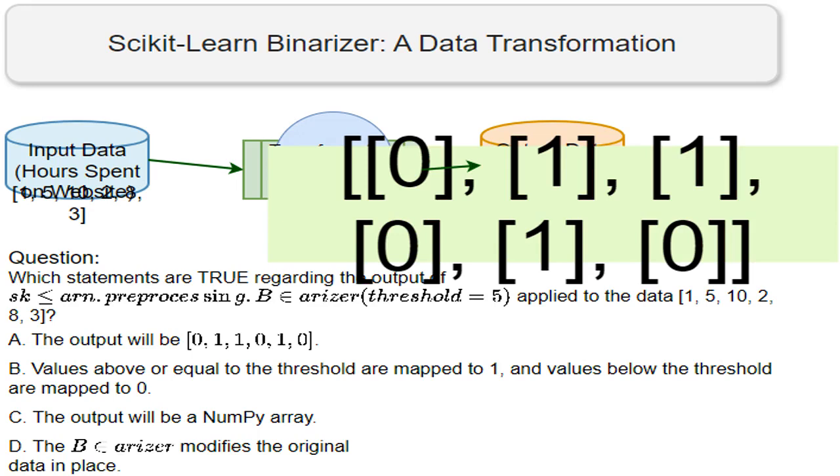This is one of the multiple choice options. It suggests a possible output of the binarizer transformation. However, it's important to note that this representation is slightly simplified. The actual output will be a 2D NumPy array, as shown in the next line. This is because scikit-learn expects the input as a 2D array.